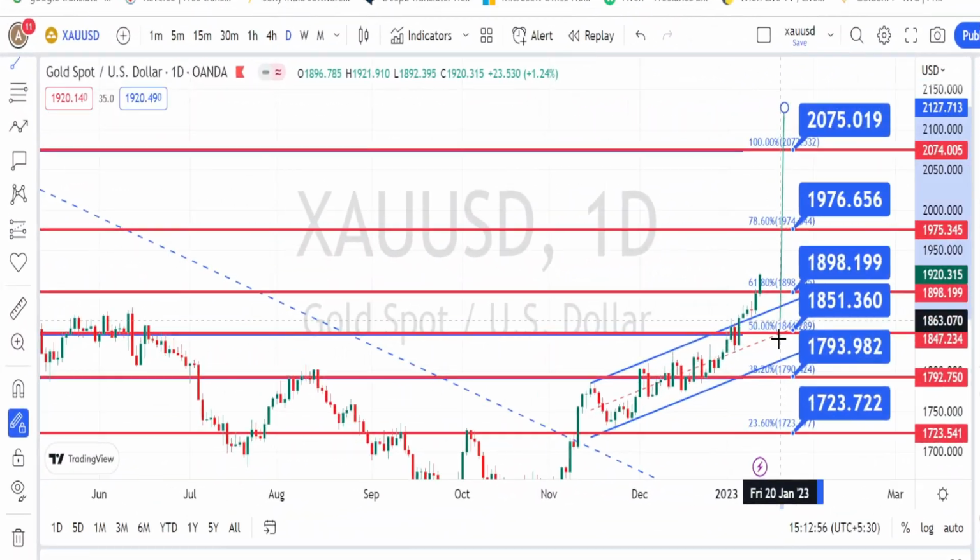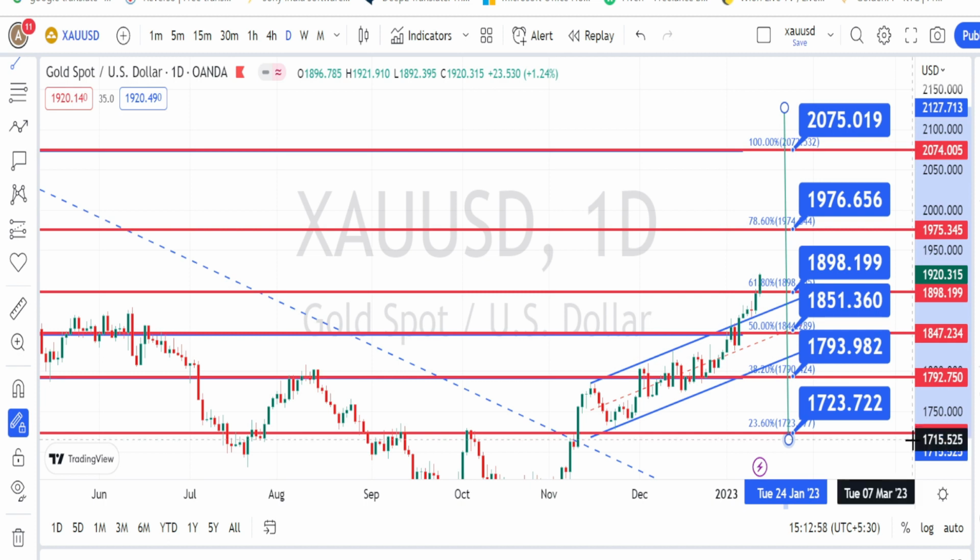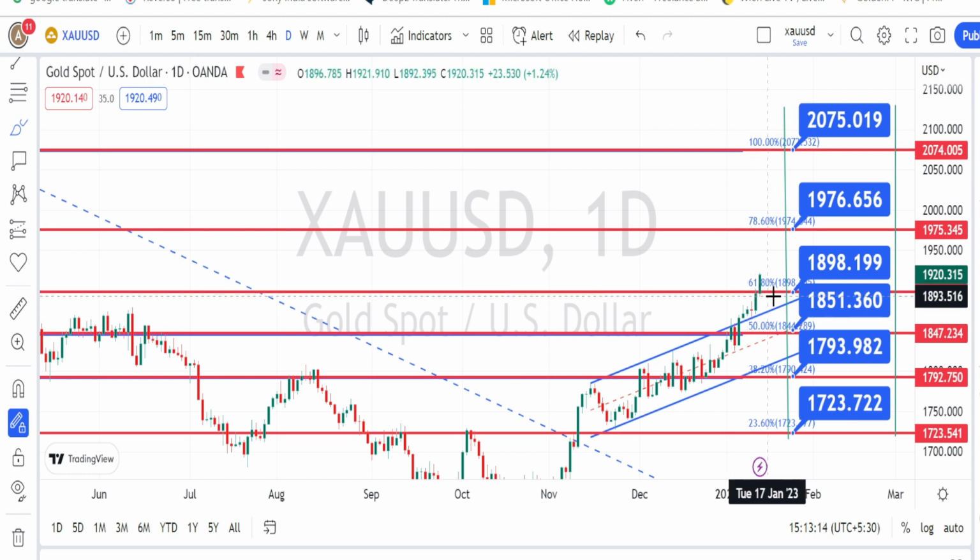So the values within this blue color boxes are the resistance and support levels for current price action in daily time frame. Currently the price action has broken the resistance level of 1898 or 1900, and next level of resistance is going to be around 1976 or the 78.60% in the Fibonacci's retracement level.